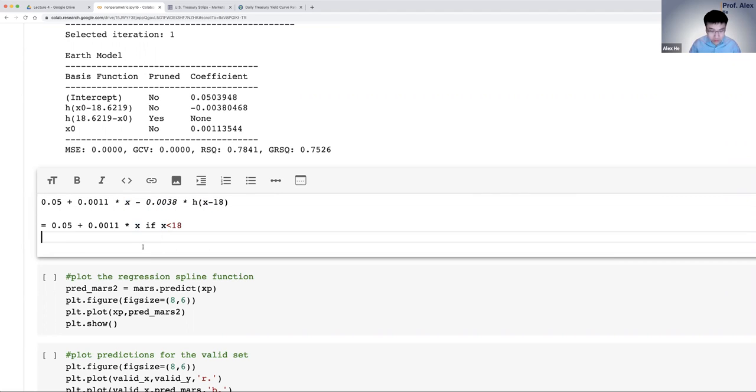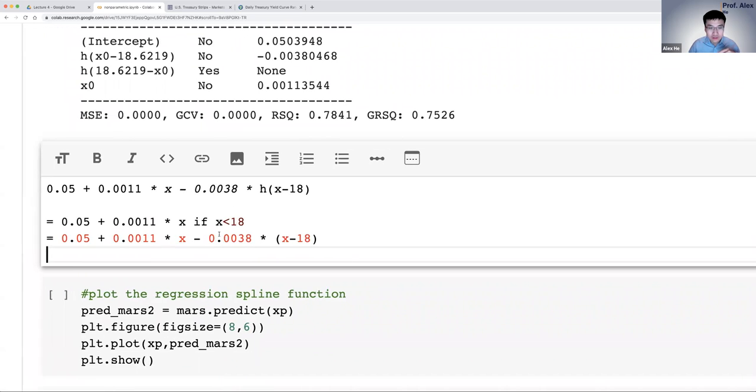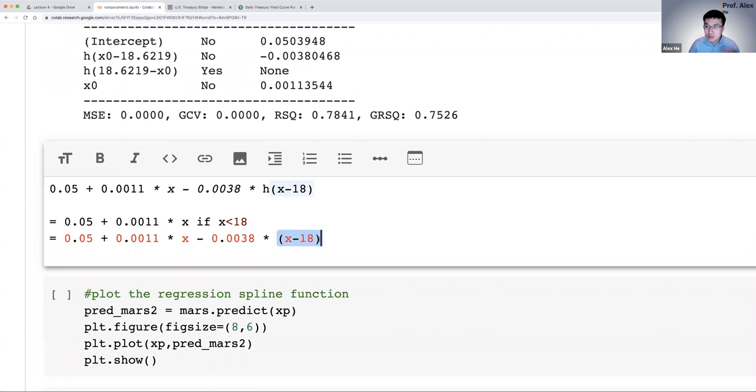But if x is greater than 18, that would be plus this number and then minus 0.05. So h is an indicator function, right? It's not an indicator function because an indicator function is equal to 0 or 1. But when x is greater than 18, h just equals itself, x minus 18. So it's like taking this number: if it's positive, it equals itself. If it's negative, it equals 0.